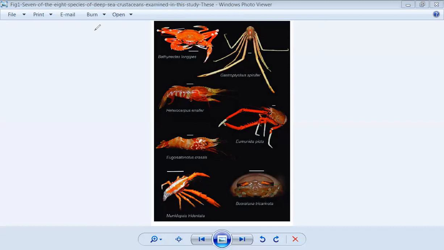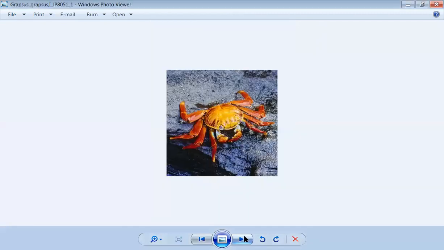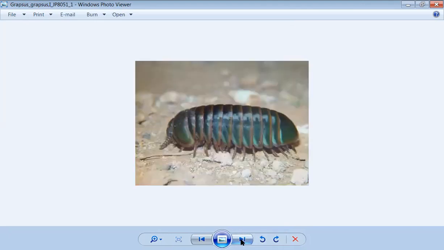Just a second, please. Crab. What is it? Is it an insect, arachnid, or crustacean? Guys, anyone? I think it's a crustacean. Yeah, it's a crustacean because, as I showed you in the previous picture, it has two pairs of antennae.